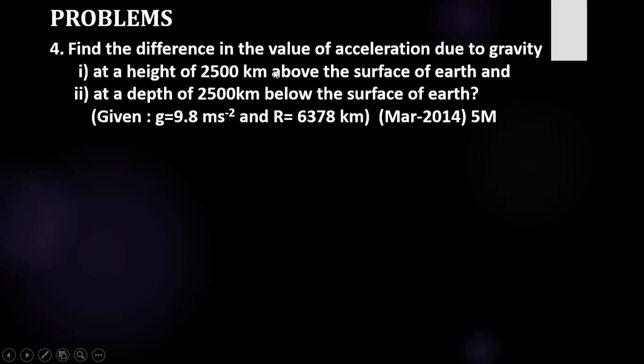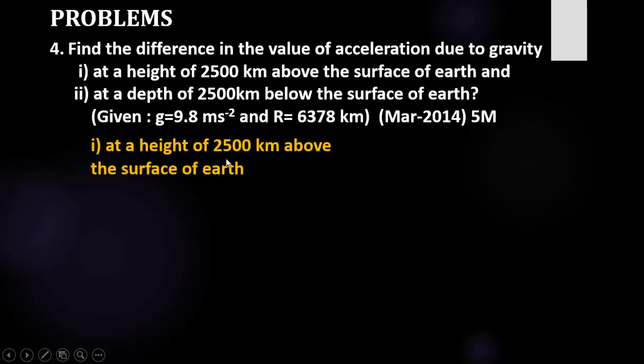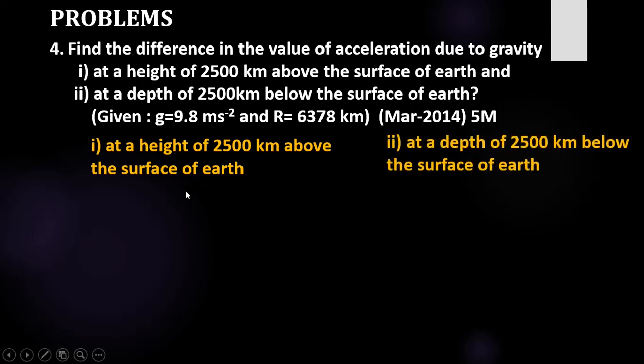Then once you get the value for this height and depth, you have to take the difference between those two values, then write it as an answer. At a height of 2500 kilometers above the surface of Earth, you have to use a different formula, and at a depth of 2500 kilometers below the surface of Earth, you have to use a separate formula. The formula for calculating the acceleration due to gravity for a height of 2500 kilometers will be g dash equal to g divided by 1 plus h upon Re whole square.